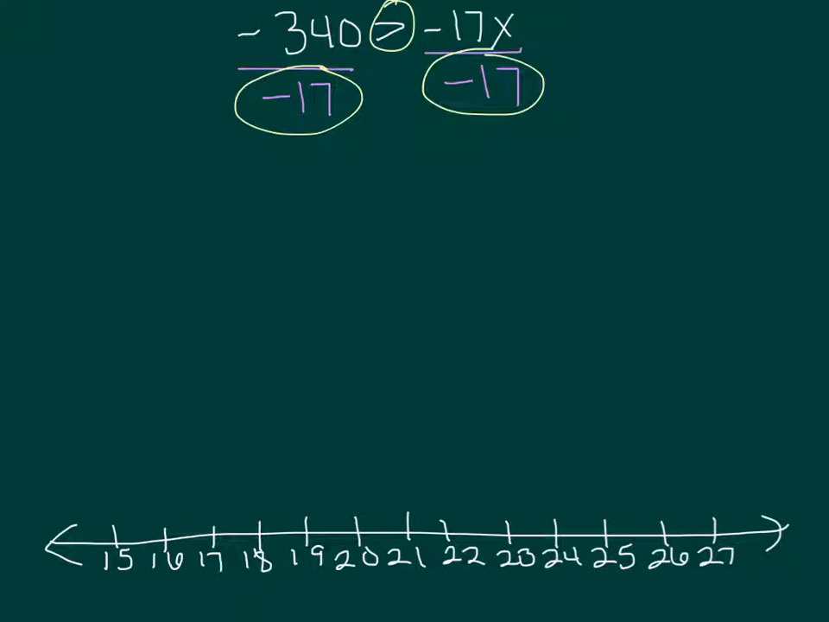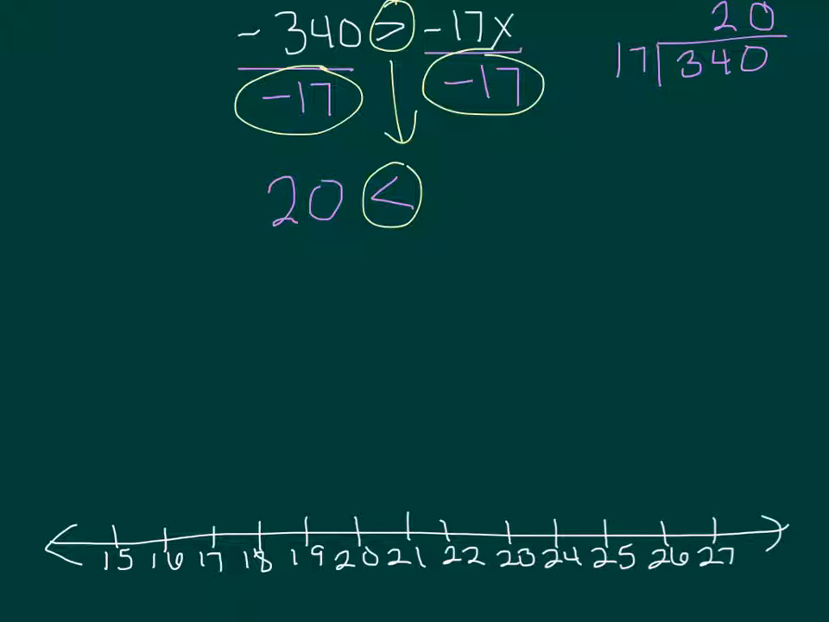Let's come over here and divide. 17 goes into 340. 17 will go into 34 2 times, so it'd be 20. And a negative divided by a negative is a positive. So 20, we flip this, it becomes a less than, because we divided by a negative. And then of course here the 17s cancel, so it's x. Now I'm going to flip it around again so that my variable is on the left. So 20 is less than x. That means x is greater than 20.